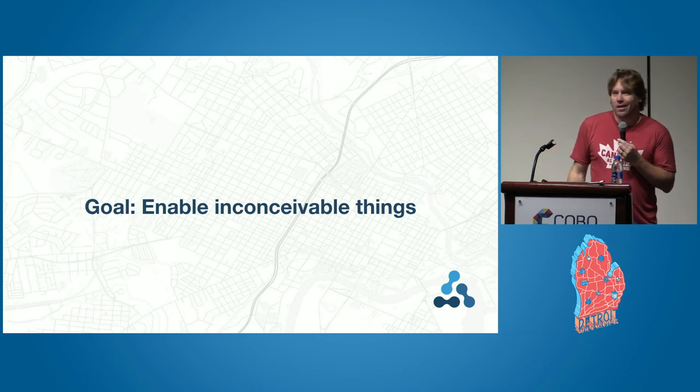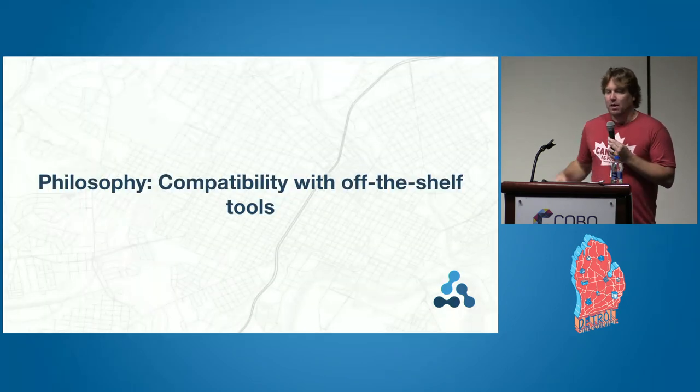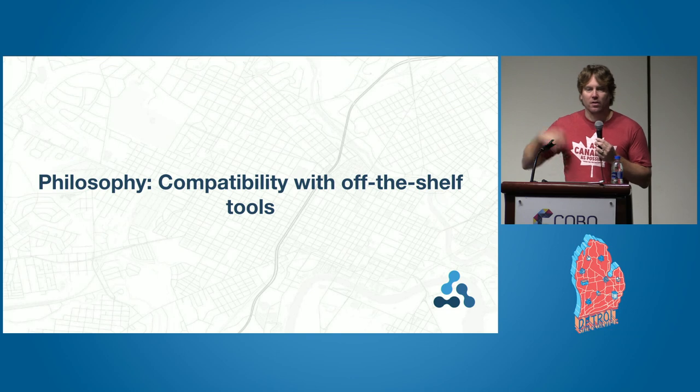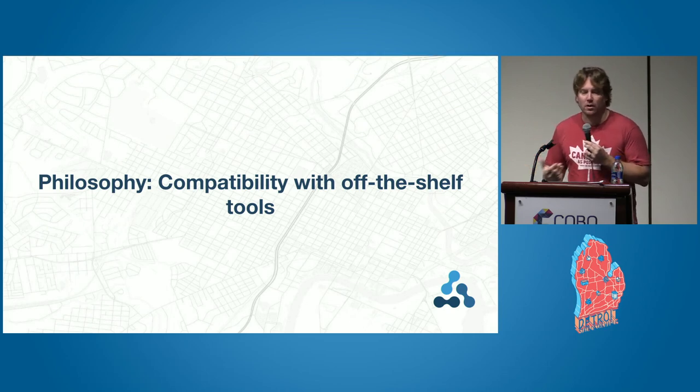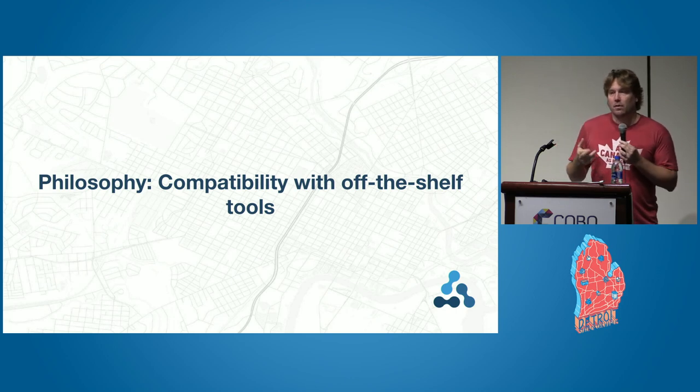The other goal is just to enable inconceivable things. There are a lot of things that we don't even try and imagine because we can't figure out how to take the intermediate steps to get there. So the first step there is to make it quick to actually get these things so you can iterate quickly. But then once you've got these interesting derivatives that were really, really expensive to process, can you produce other derivatives on top of that that are just really interesting? And a lot of this comes from, or is enabled by, compatibility with off-the-shelf tools like GeoTrellis and Spark.